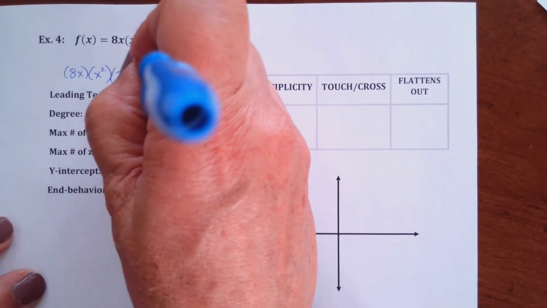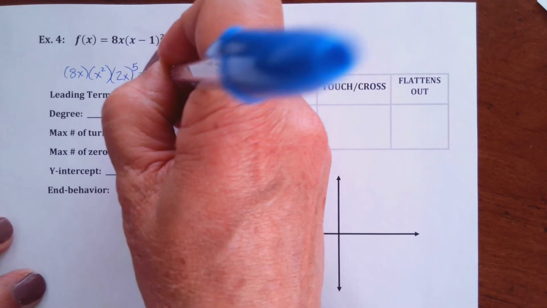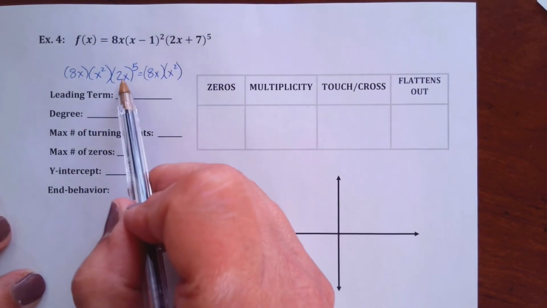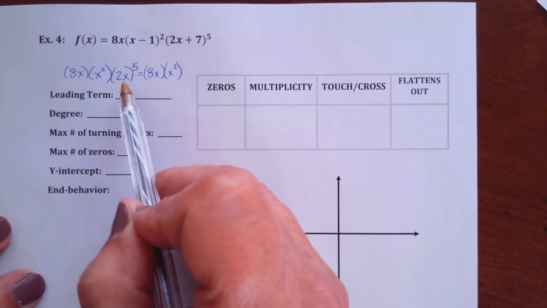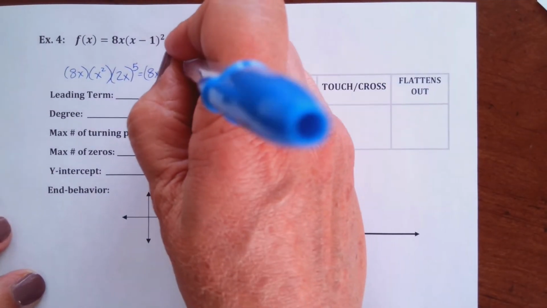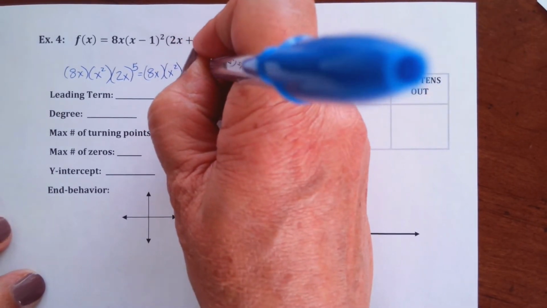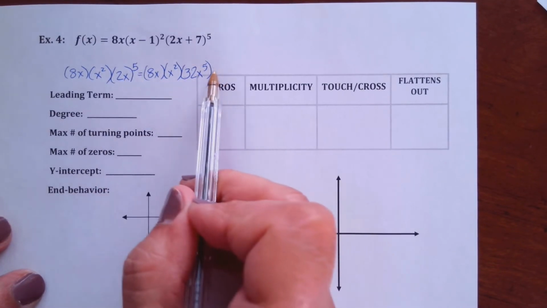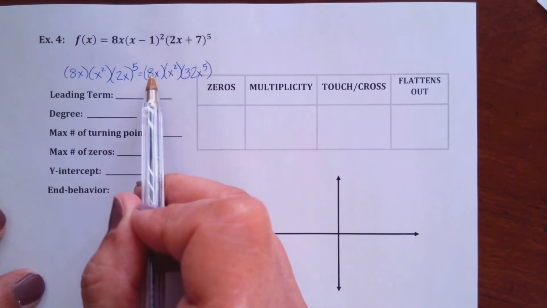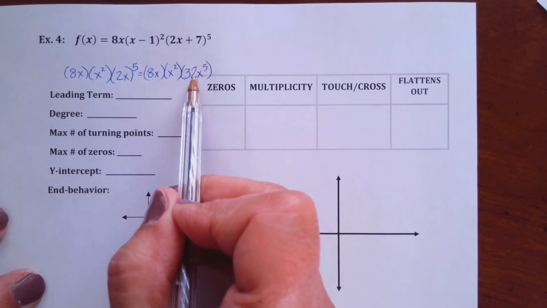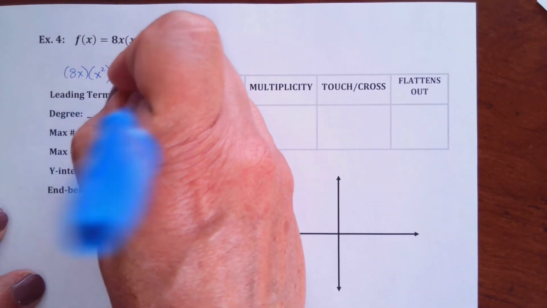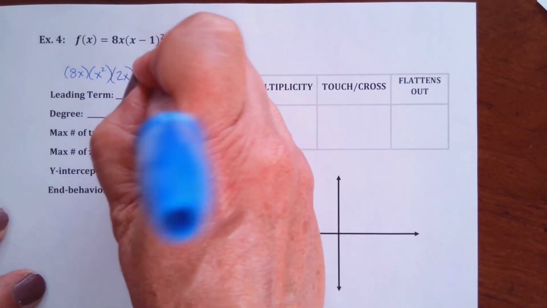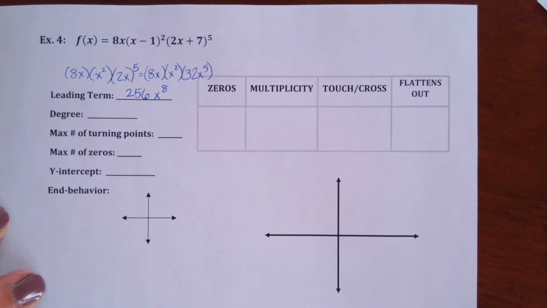All right. So I'm going to leave the 8x and the x squared by itself for a minute. So what is 2x to the 5th power? That's 2x times 2x times 2x times 2x times 2x. So that would be 32x to the 5th. Okay, 2 to the 5th power is 32, x to the 5th. All right, so now I can multiply. So 8 times 32 is 256. Then add your exponents, so 1, 2, and 5 is 8. So there's your leading term.